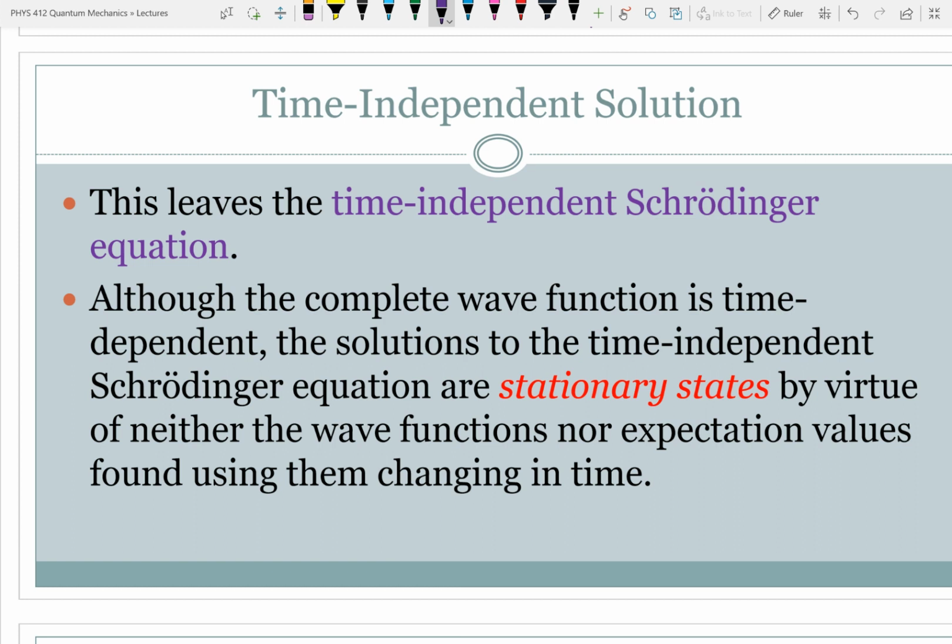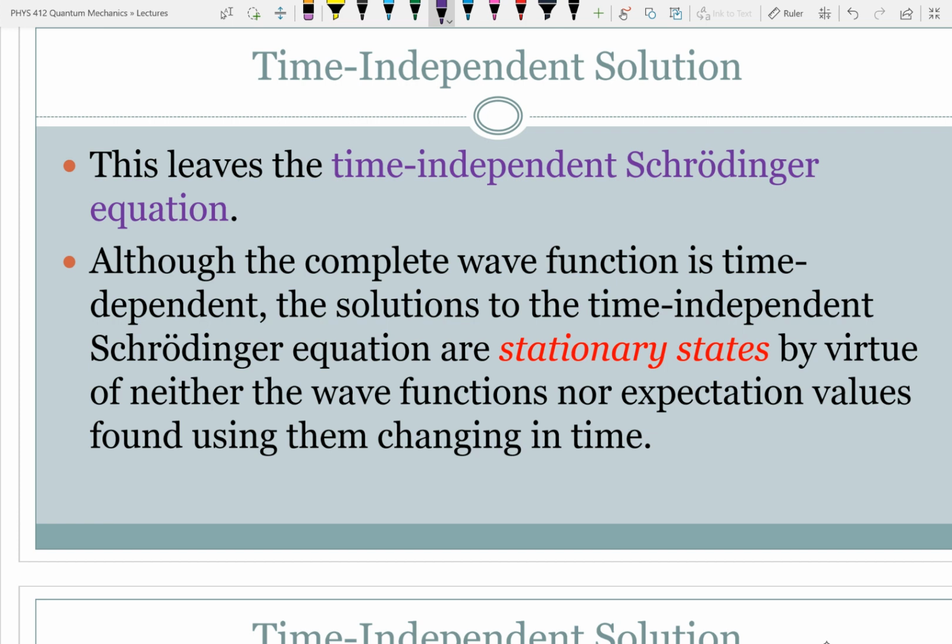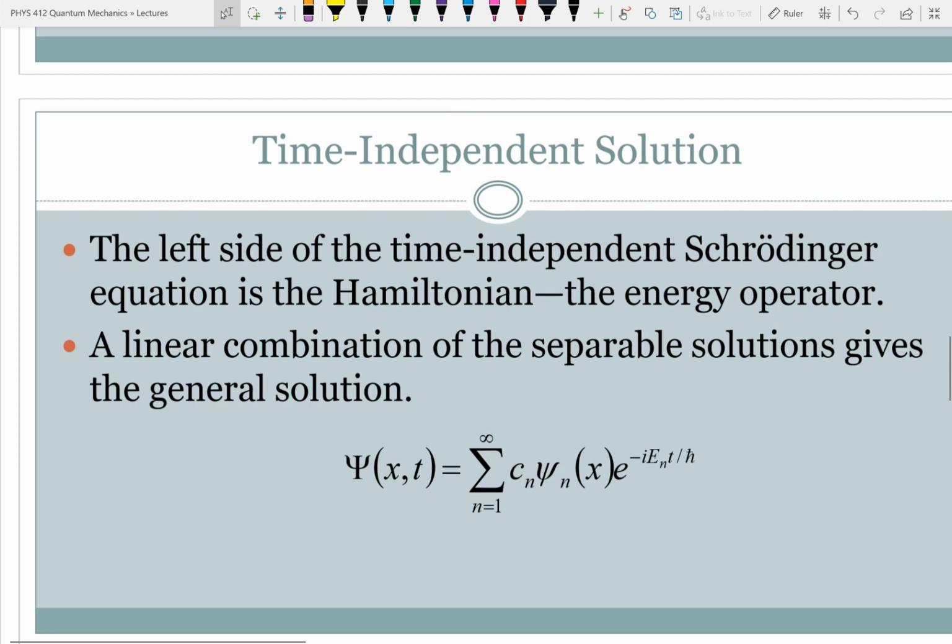So now we have the time-independent Schrodinger equation, which honestly, almost everything we're going to do from here on out is going to be using. So pretty soon, if you're like me, you'll just say the Schrodinger equation and mean the time-independent one, because that's the one we're using. We're going to have more than one possible solution, but they're time-independent solutions, so we call them stationary states. Stationary because they don't depend on time. So let's just get to it.